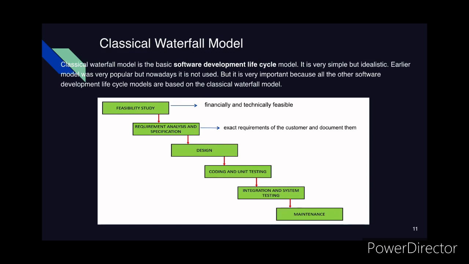In the classical waterfall model, the life cycle is divided into a set of phases. This model considers that one phase can be started only after the completion of the previous phase. That is, the output of one phase will be the input of the next phase. It is hence considered as a sequential flow of a waterfall. Hence the name classical waterfall model. Here the phases do not overlap with each other.